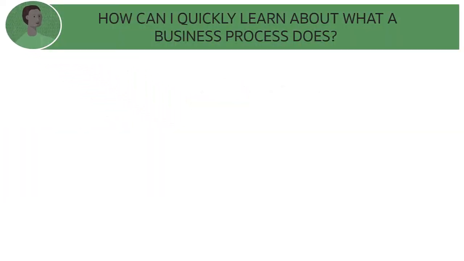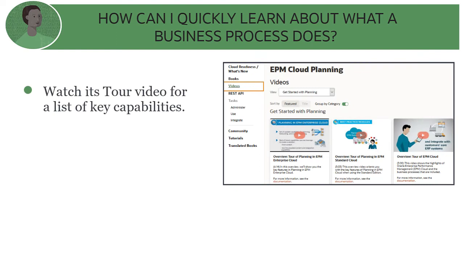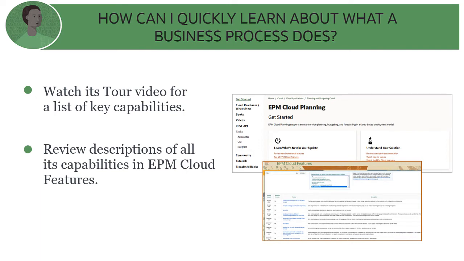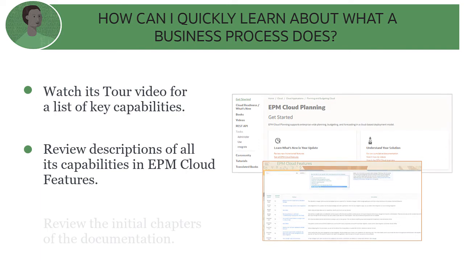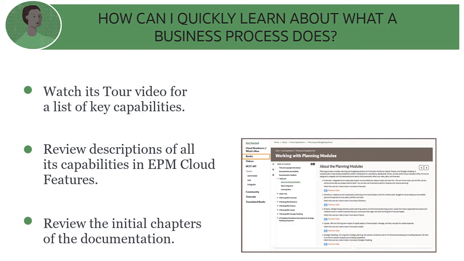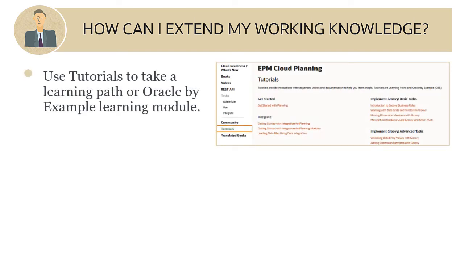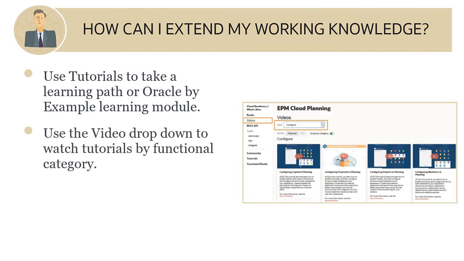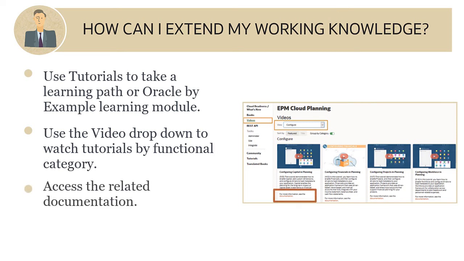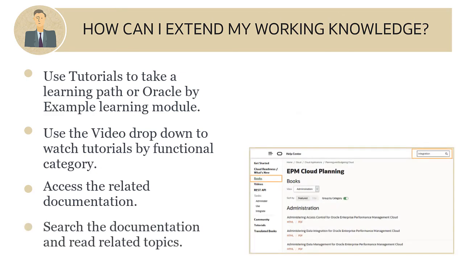To quickly learn about what a business process does, watch its tour video for a list of key capabilities and features, review the description of all its capabilities archived in EPM Cloud Features, or review the initial chapters of the documentation. To extend your working product knowledge and get more proficient, use tutorials to take a learning path or an Oracle by Example learning module. Use the video drop-down list to identify and watch all videos by functional category. Use the For More Information link to access related documentation, or search the documentation and read the related topics.